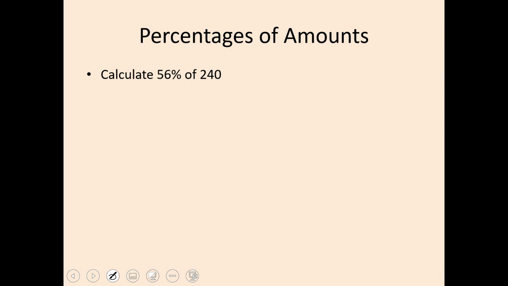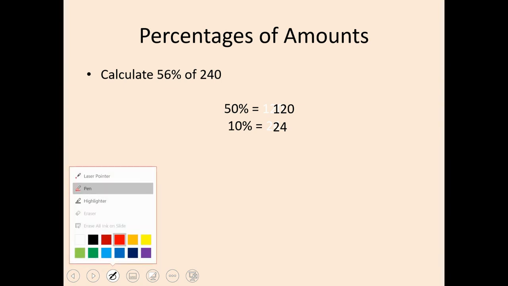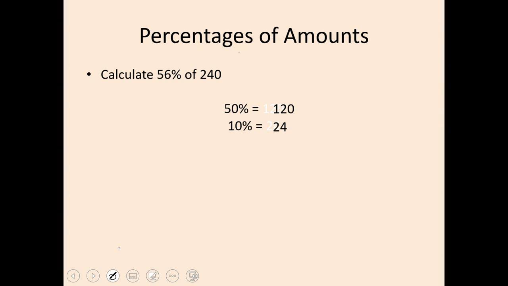Okay, just quickly going through this. So 50% is equal to 120. Okay, it's just half of it. 10% is equal to 24. So remember what I said. Basically, you need to make an assessment in your head. You need to say to yourself, okay, I need to work out what 56% is. So what can I do? I can work out what 50% is plus 5% plus 1%. Okay, because 50 plus 5 plus 1 gives me 56%.